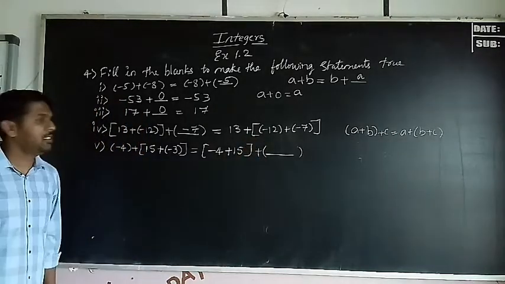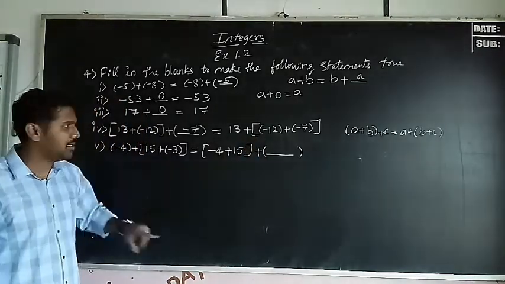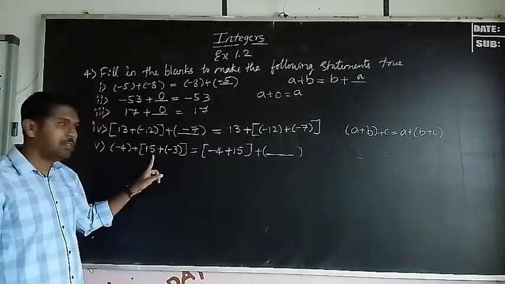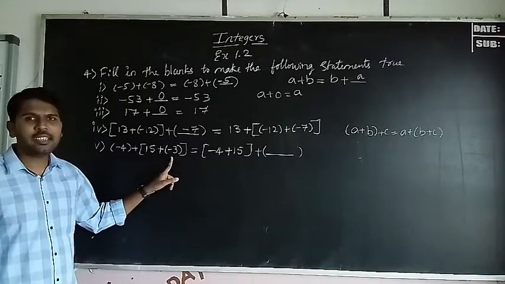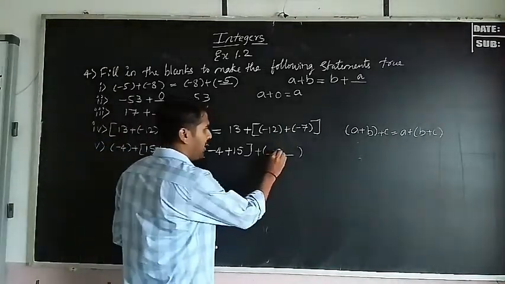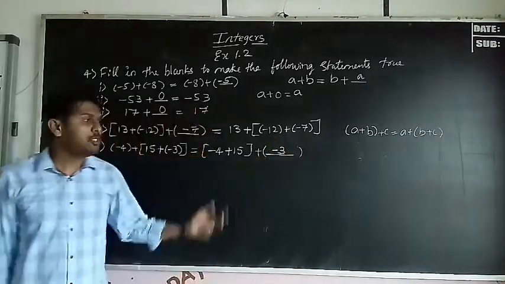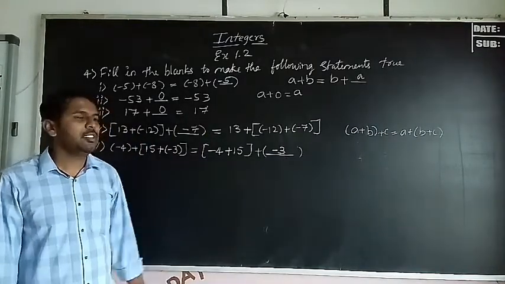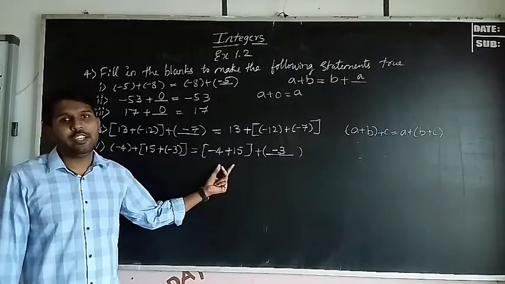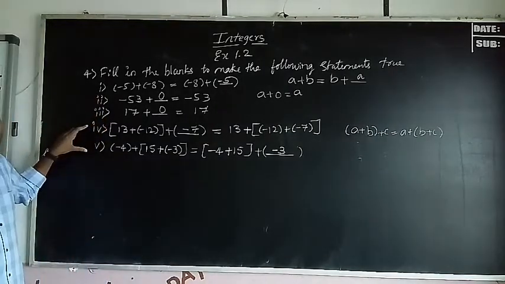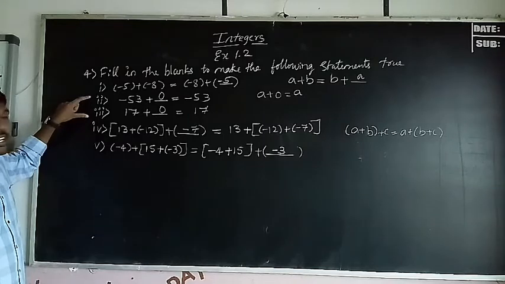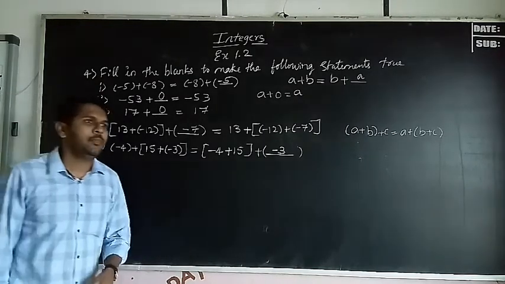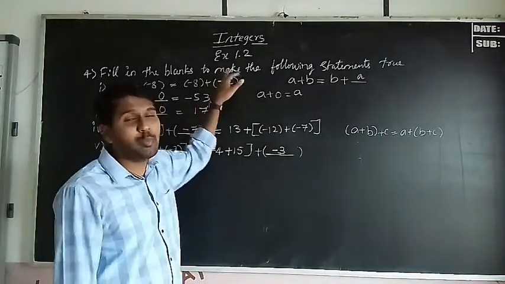So next, the fifth one. Here they have already given 3 numbers, but only 2 numbers are given: minus 4 and 15. The remaining number is minus 3 only. Again which property is this one? Associative property under addition. So these two are associative property, these two are additive identity, and this one is commutative property under addition. I hope you understand exercise 1.2.